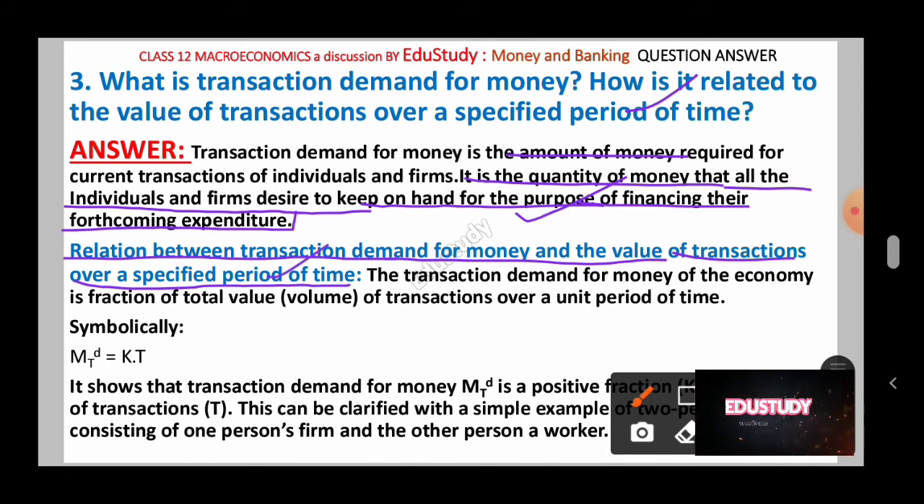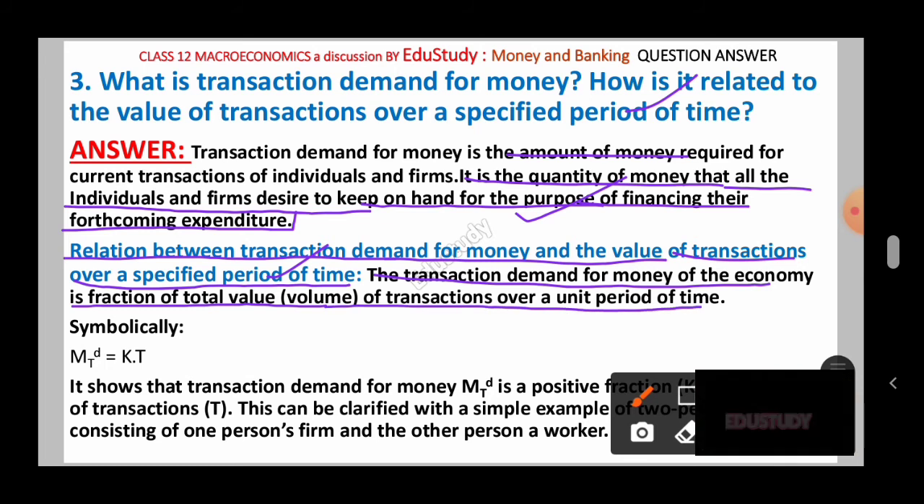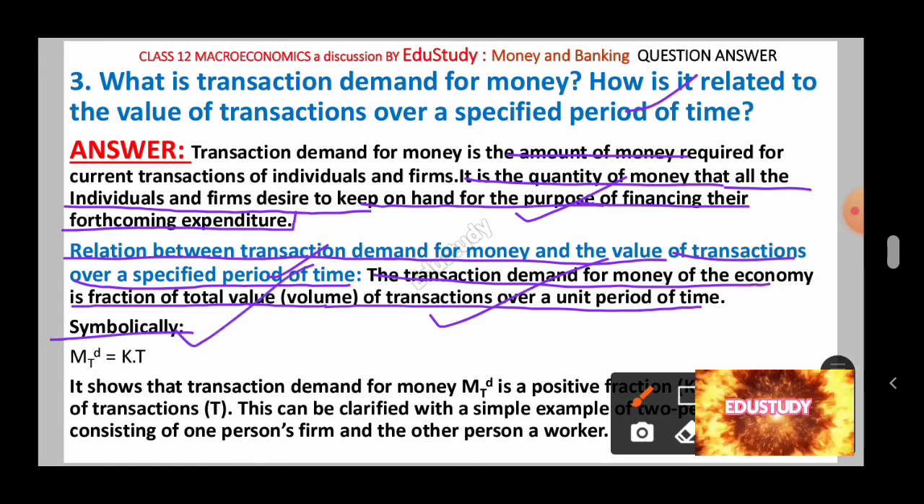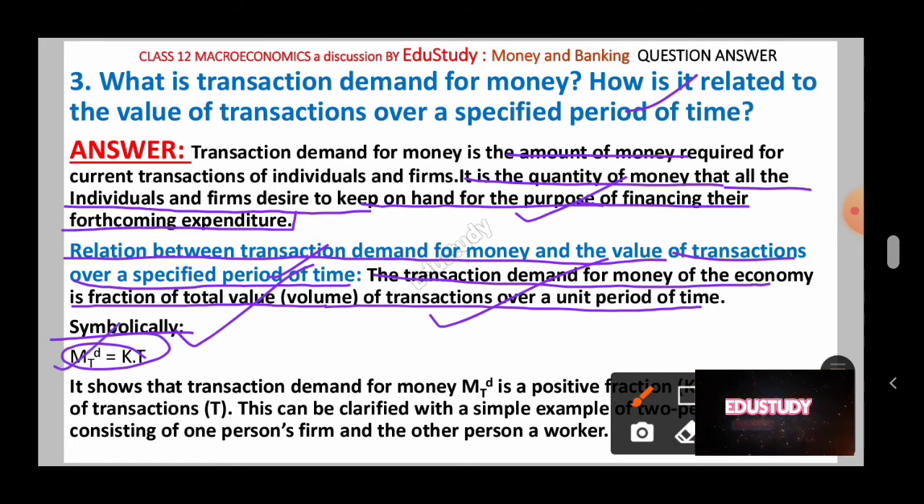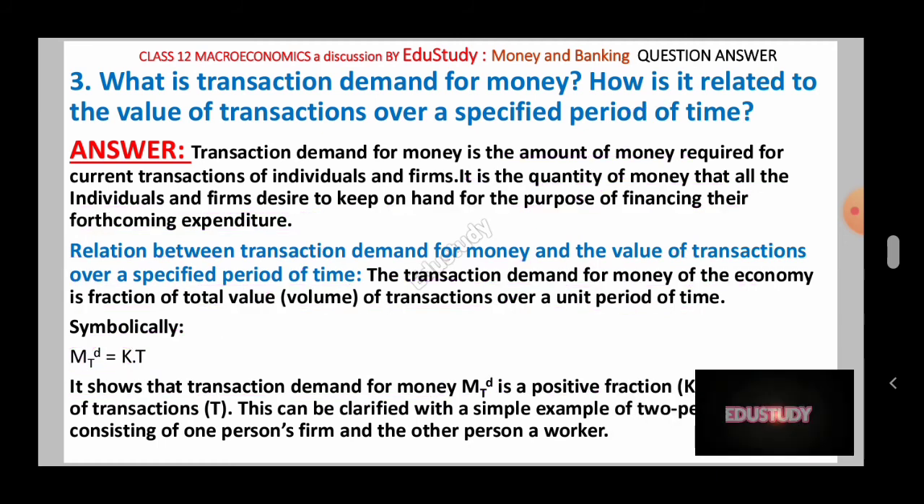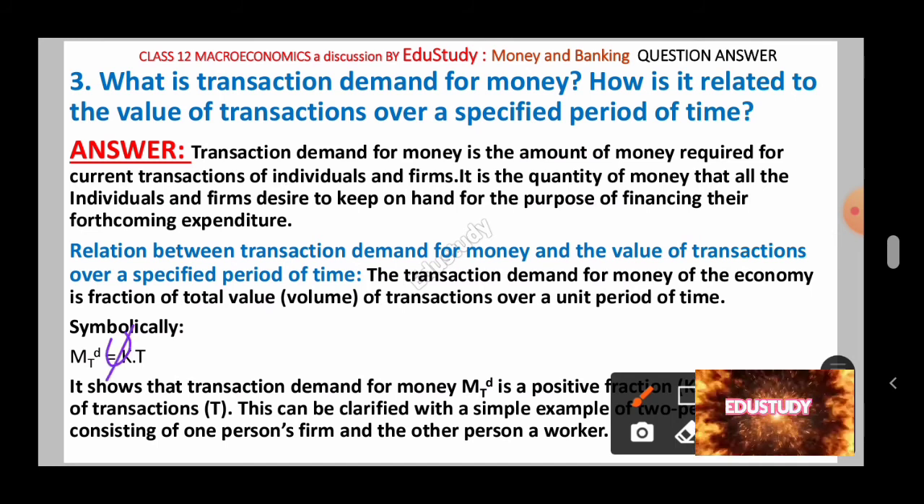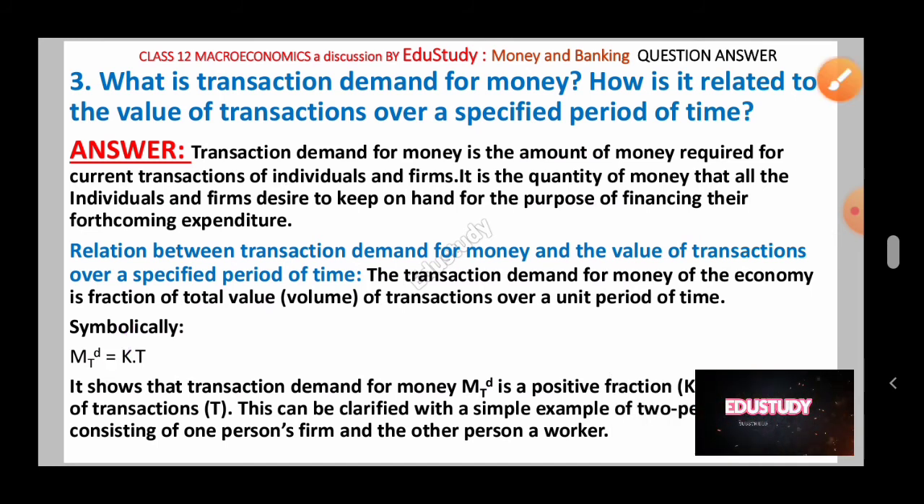So what is the relationship? Your answer is given: the transaction demand for money of the economy is a fraction of the total volume of the transactions over a unit period of time. Again, the definition is given, and symbolically, as an equation, transaction demand for money can be written as MDT equal to KT. It shows that the transaction demand for money MDT is a positive fraction K of the total value of transaction.